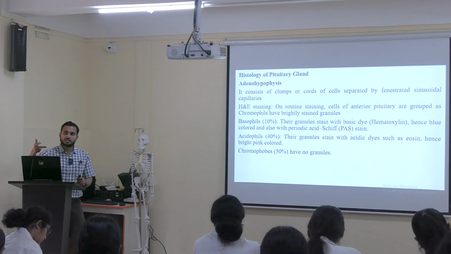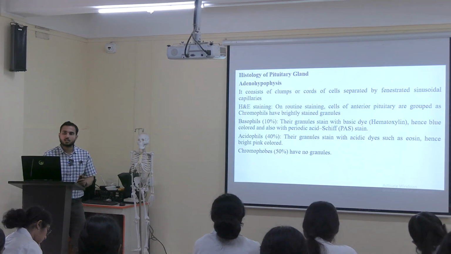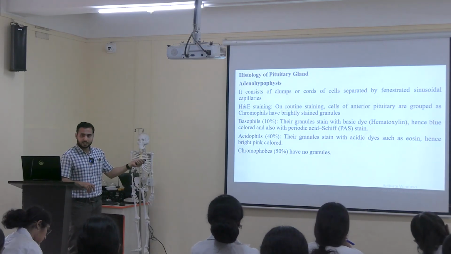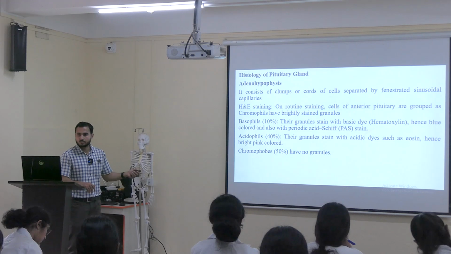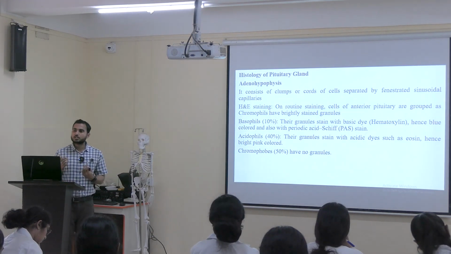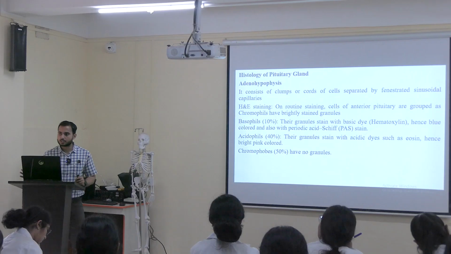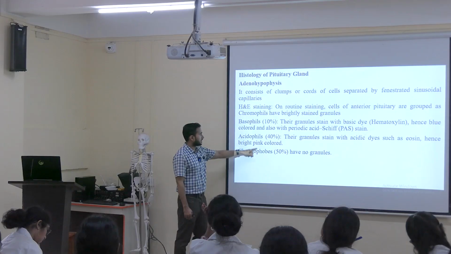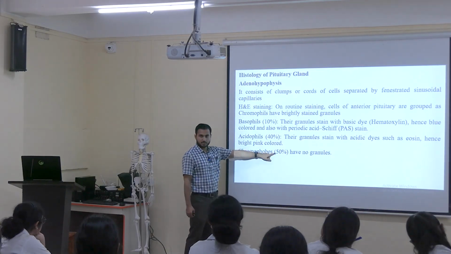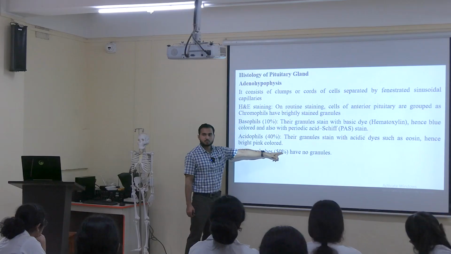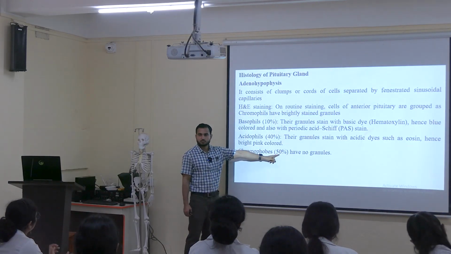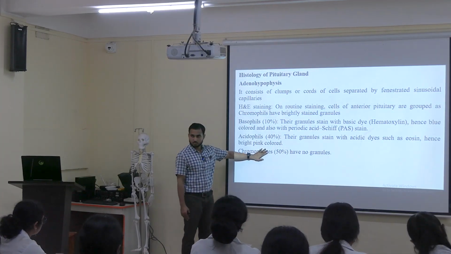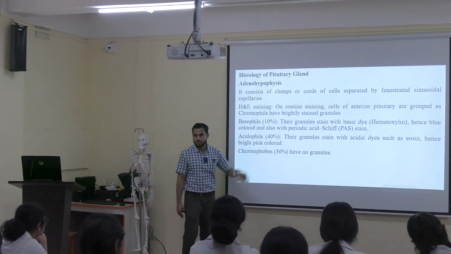First of all, two types of cells are there under H&E stain: chromophil and chromophobe. Chromophils have granules present, and in chromophobes, granules are absent. Granules absent means no secretion, nothing, so we'll ignore that cell. This is 50%, and this is also 50%. Here no granules are present, so no secretion means we don't have to study it. We'll ignore this one. We'll study mainly these two types of cells.